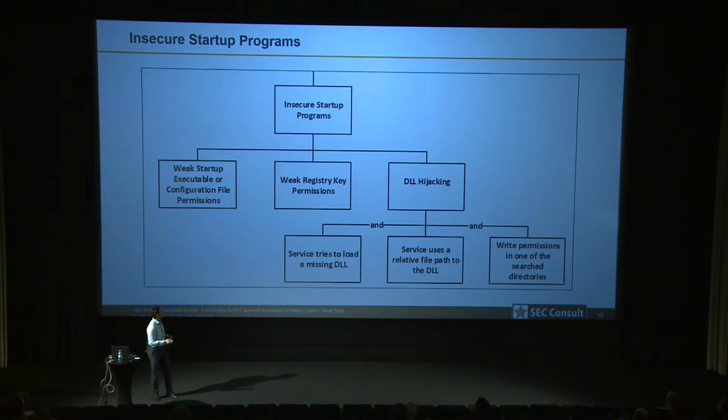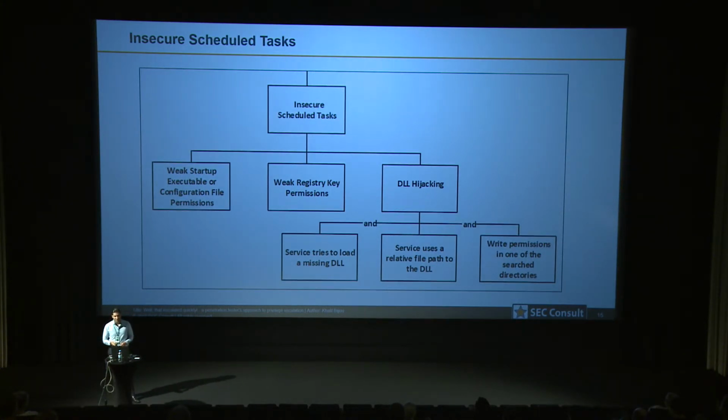And this is, again, an attack tree for insecure startup programs. And as you can see, we have the same attacks. We have the weak startup executable or configuration file permissions, weak registry key permissions, and DLL hijacking. So the same applies for insecure startup programs and also for insecure scheduled tasks.